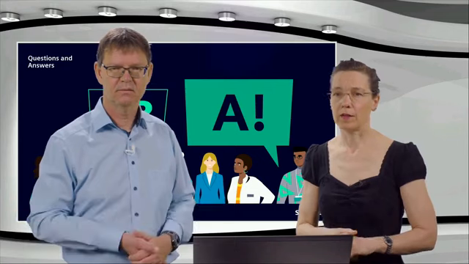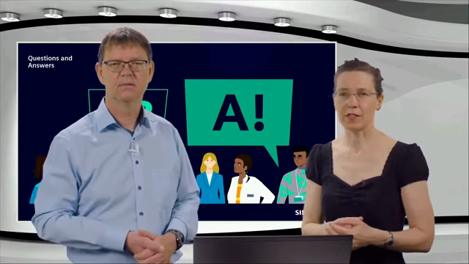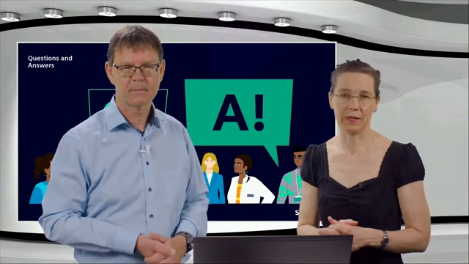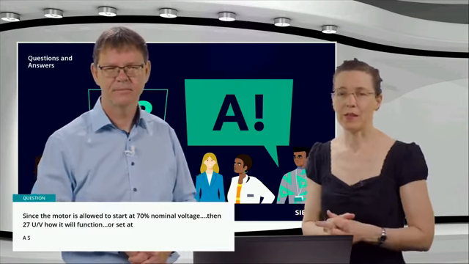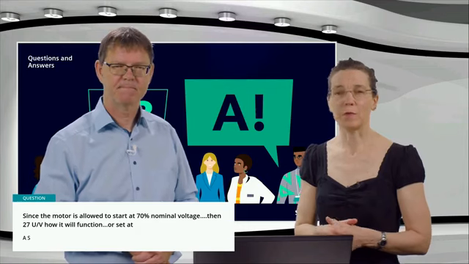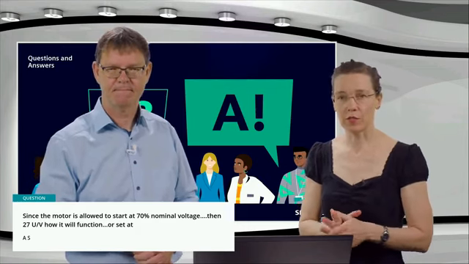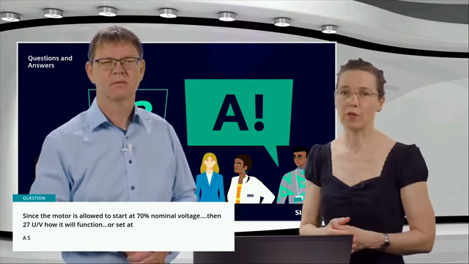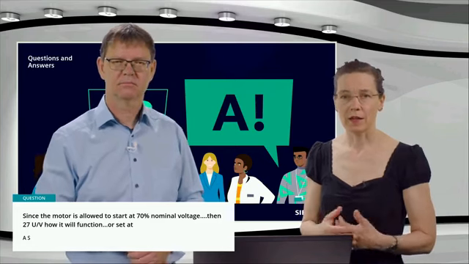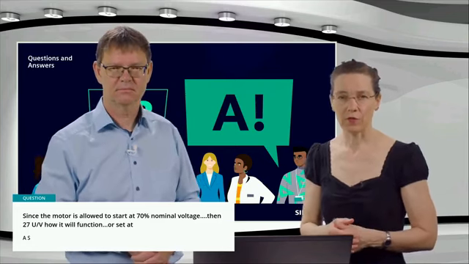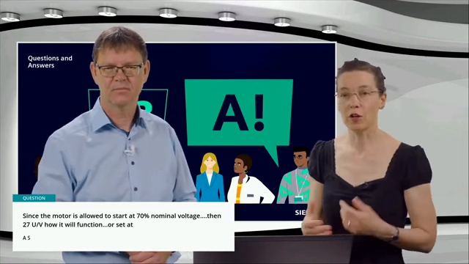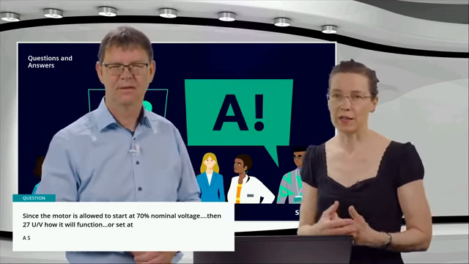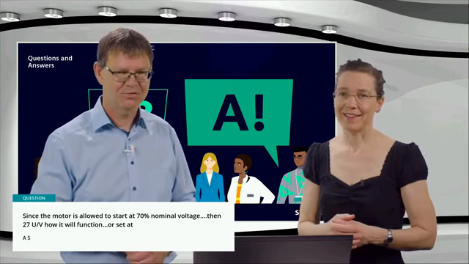All right. And then the next question seems a bit incomplete, since it came in from AS, but let's see if we can take it. Since the motor is allowed to start at 70% of the nominal voltage, how will the under voltage function be set? Yeah, I see the contradiction.